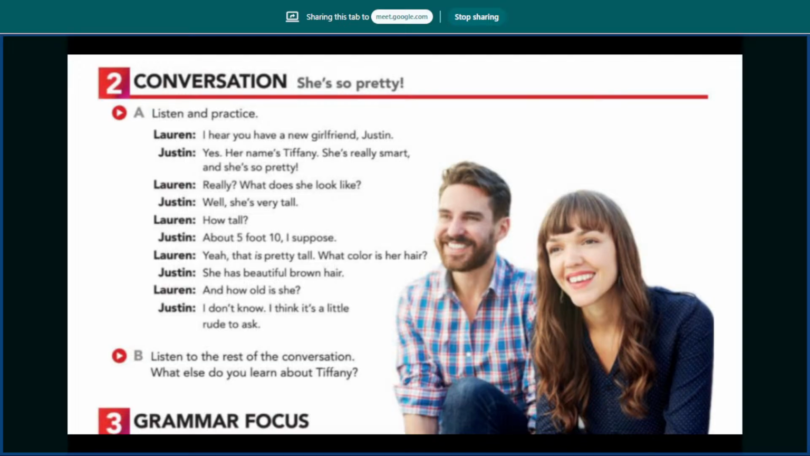ओके, then he says well she is very tall. Then वो बोलते very tall तो how tall. So he says about 5 फुट 10 I suppose, मतलब मुझे लगता है. He doesn't know the exact height. Then she says that is pretty tall. What color is her hair, मतलब उसके बाल कैसे हैं. तो here he says she has beautiful brown hair. And then वो पूछती है कि उसकी एज क्या है, how old is she. I don't know, I think it's a little rude to ask.